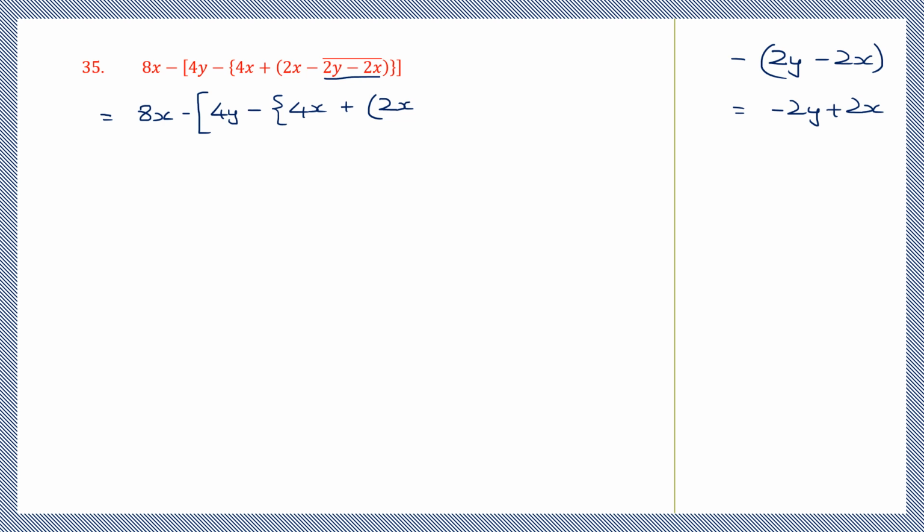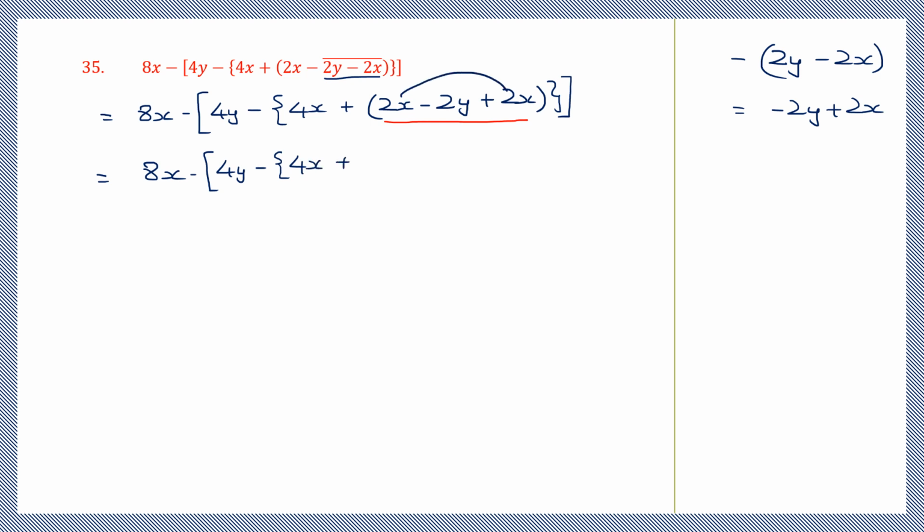So let's write that down. Minus 2y plus 2x. So bar bracket is removed. We put back the common bracket, the curly bracket and the square bracket. So now simplify what is inside the common bracket before removing it. So 8x minus square bracket 4y minus curly bracket 4x plus. Now 2x plus 2x is 4x. So let's write that 4x minus 2y. So we have simplified what is inside the common bracket.